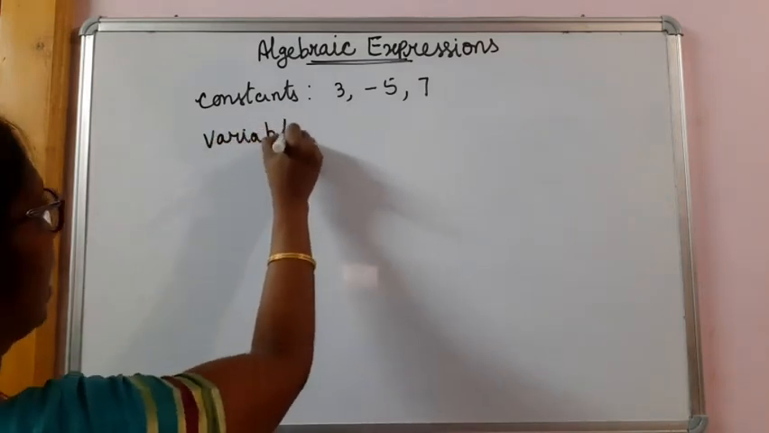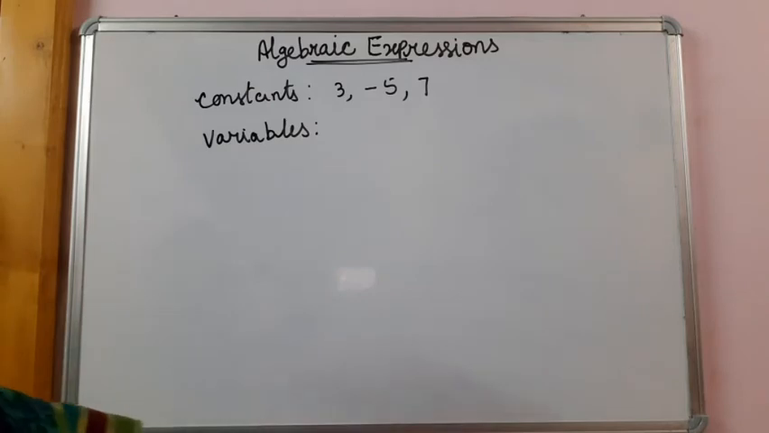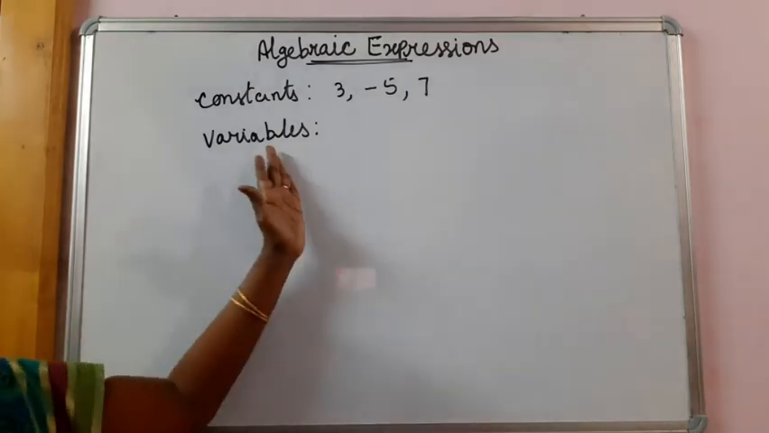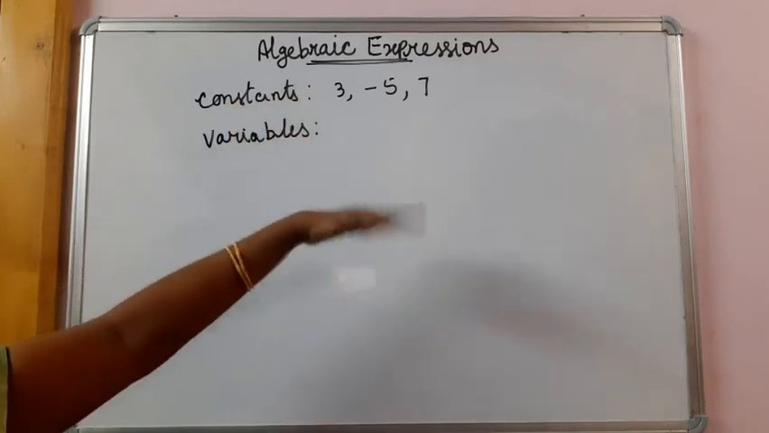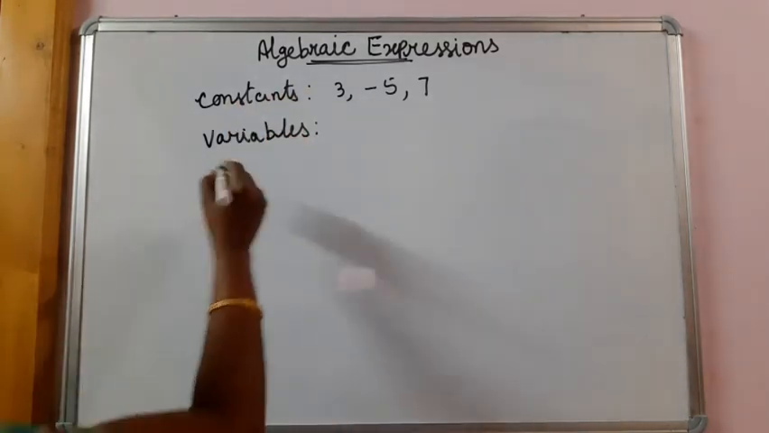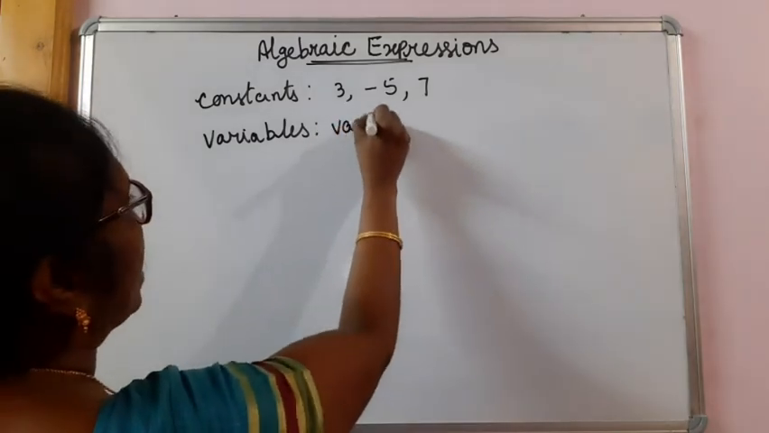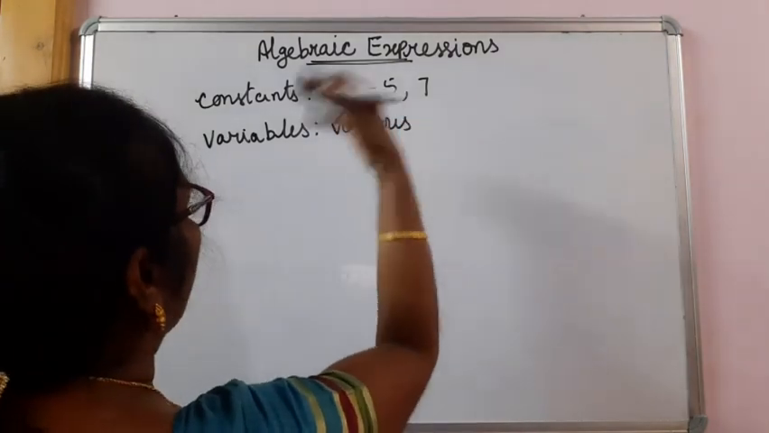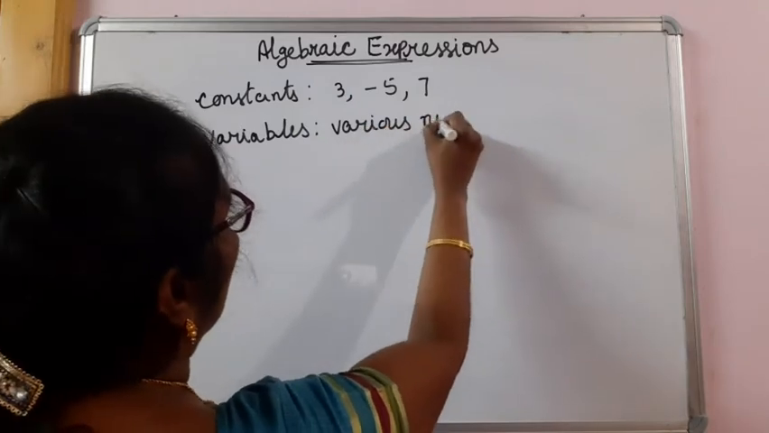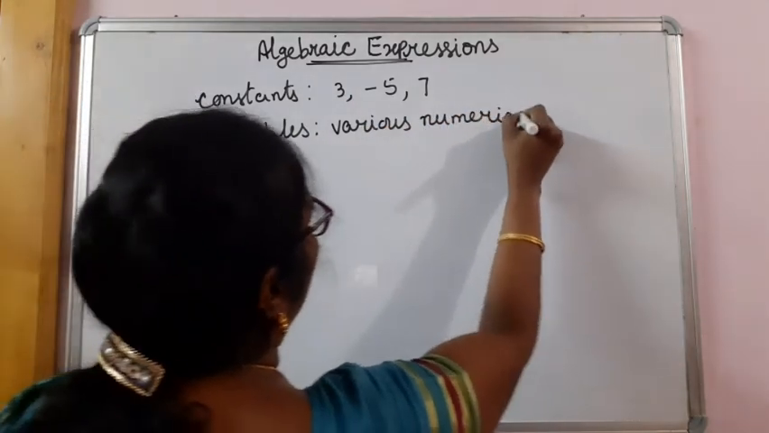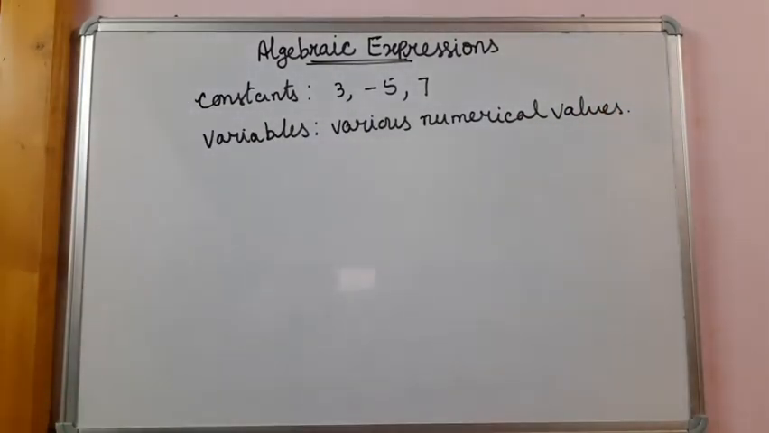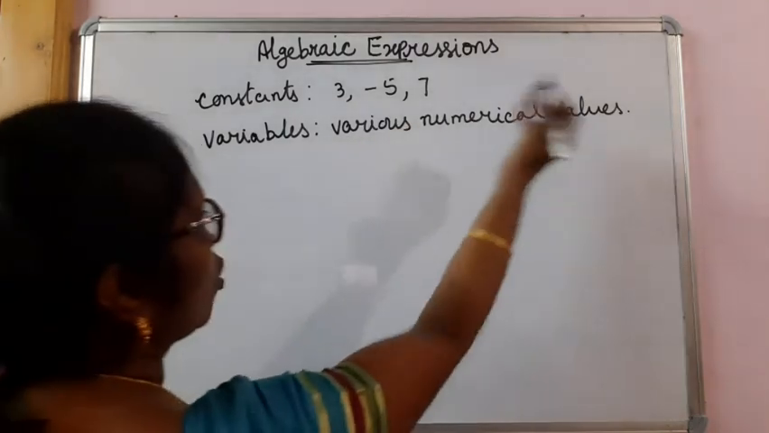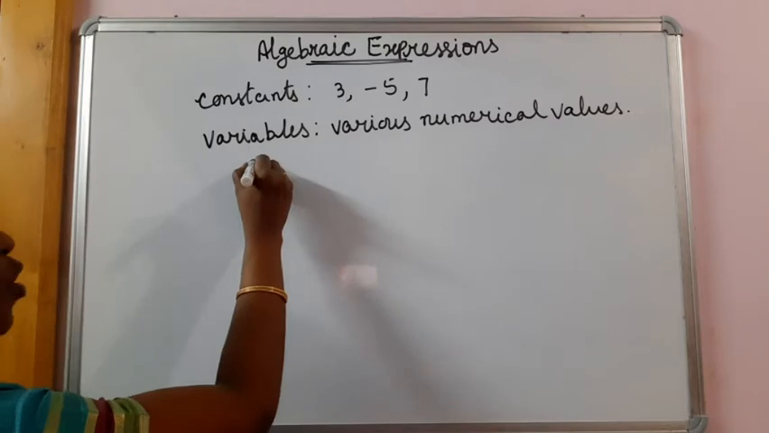The name itself says vary, changes. Variables don't have a fixed value. They have various numerical values, or their values vary. And we use letters for these various numerical values, the unknown numbers.